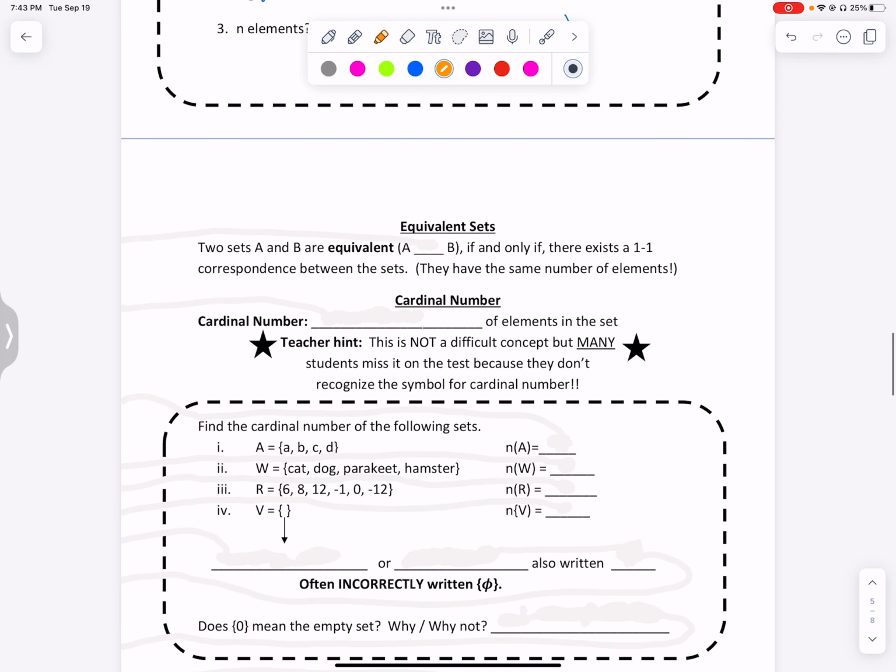All right, so equivalent sets. Two sets are said to be equivalent if and only if there exists a one-to-one correspondence, okay? So they have the same number of elements. Notice that equivalent doesn't mean the same. The same is the exact same elements. If it's equivalent, that means there's just a one-to-one correspondence.